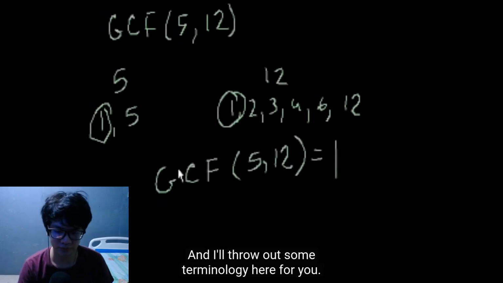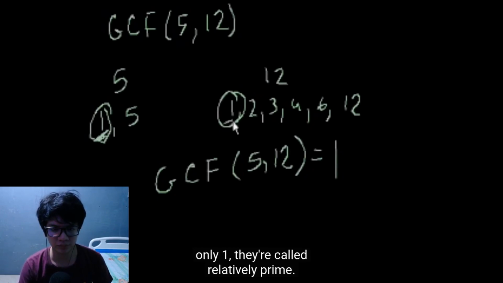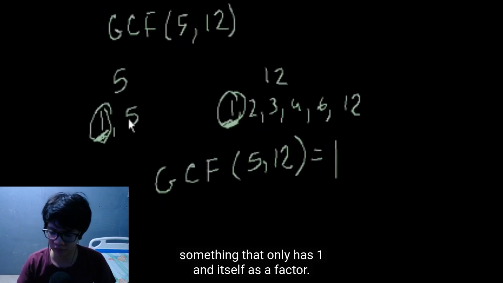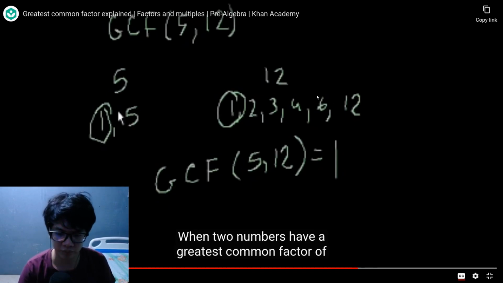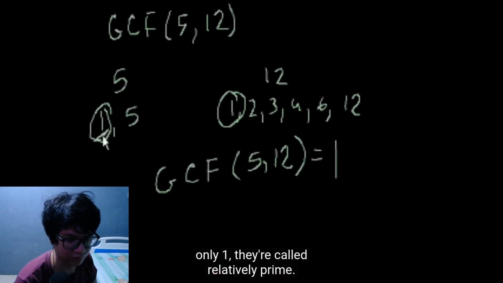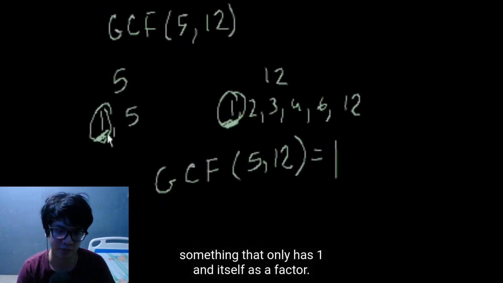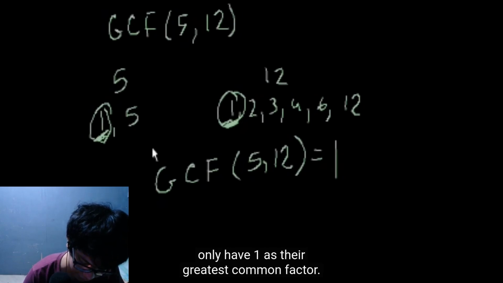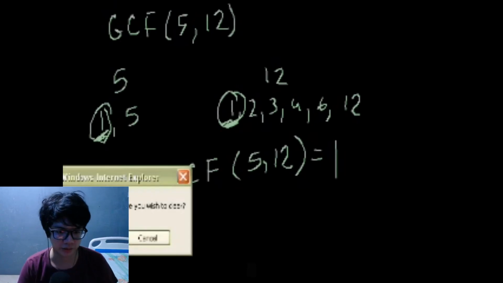And I'll throw out some terminology here for you. When two numbers have a greatest common factor of only 1, they're called relatively prime. And that kind of makes sense because a prime number is something that only has 1 and itself as a factor, and two relatively prime numbers are numbers that only have 1 as their greatest common factor. Hope I didn't confuse you. Let's do another problem.